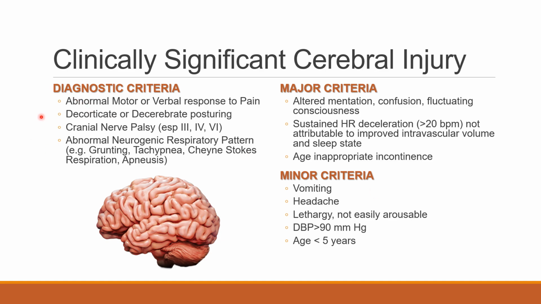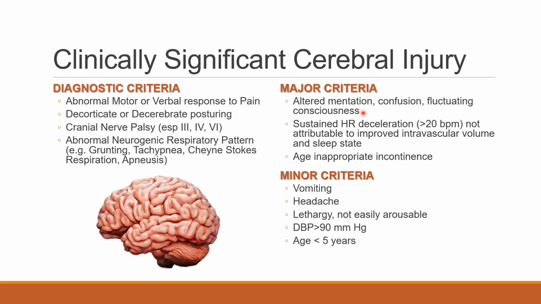What are the diagnostic criteria? Any abnormal motor or verbal response to pain, any decorticate or decerebrate posturing, any cranial nerve palsy, mainly 3, 4, and 6, and any abnormal neurogenic respiratory pattern like grunting, tachypnea, Cheyne-Stokes respiration, and apneusis. These are considered the diagnostic criteria. What are the major criteria?